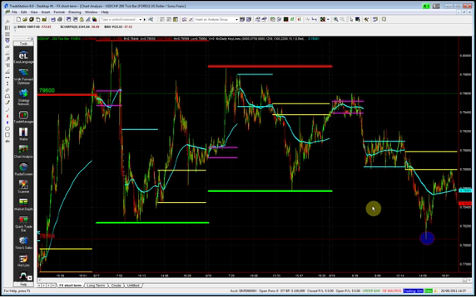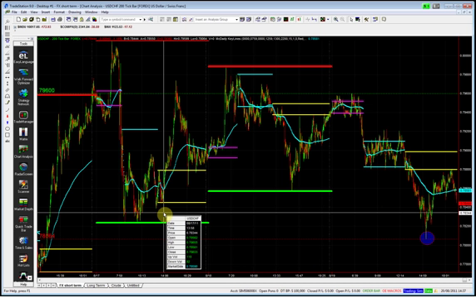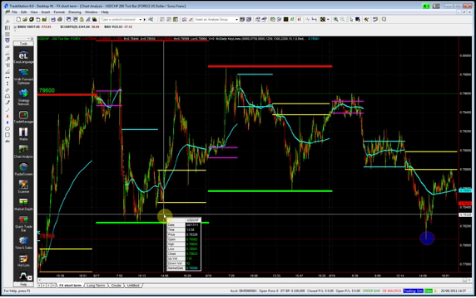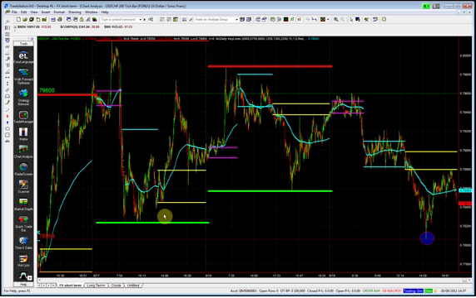Your short stop is taking into account the 2-day low. So your short stop is going to be 78.30. So your short is 78 and your short stop is 78.30.